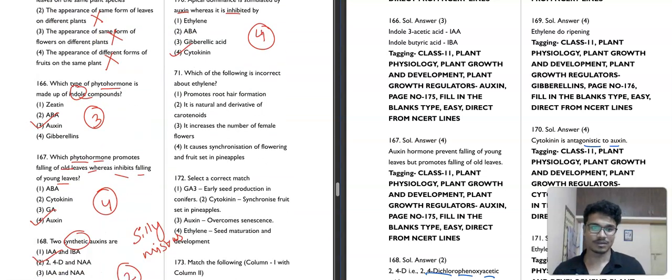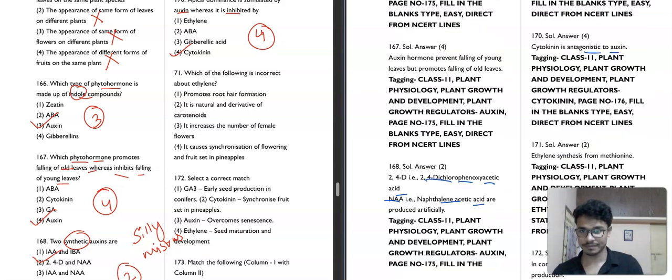Then question number 171, sorry, printing mistake. Which of the following is incorrect about ethylene? First, promotes root hair formation, correct. It is natural and derivative of carotenoids, no. Ethylene is synthesized from methionine, not from carotenoids. Then it increases the number of female flowers, correct. It causes synchronization of flowering and fruit set in pineapples. It is also correct. So the incorrect one is the second one.